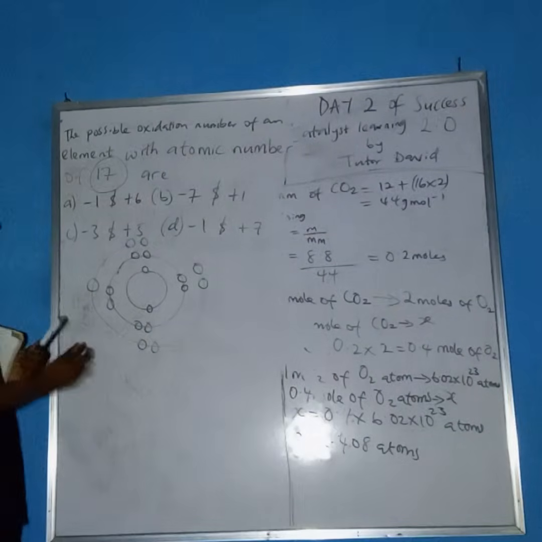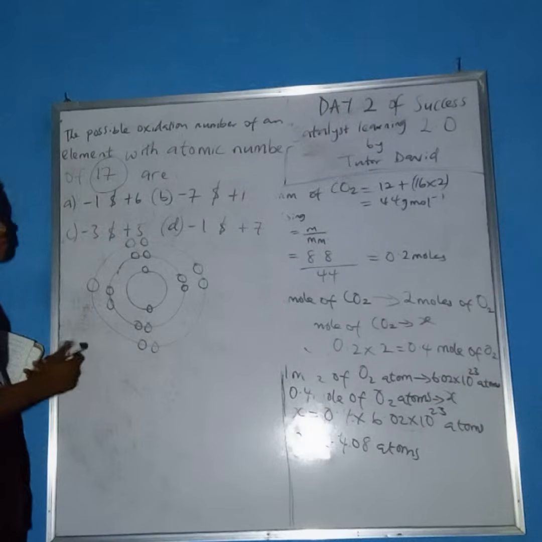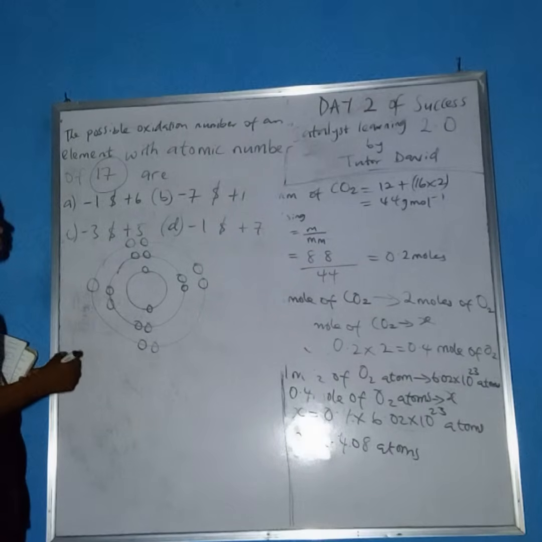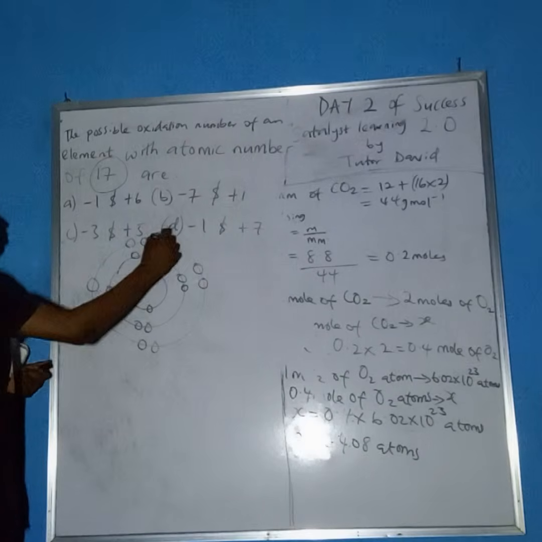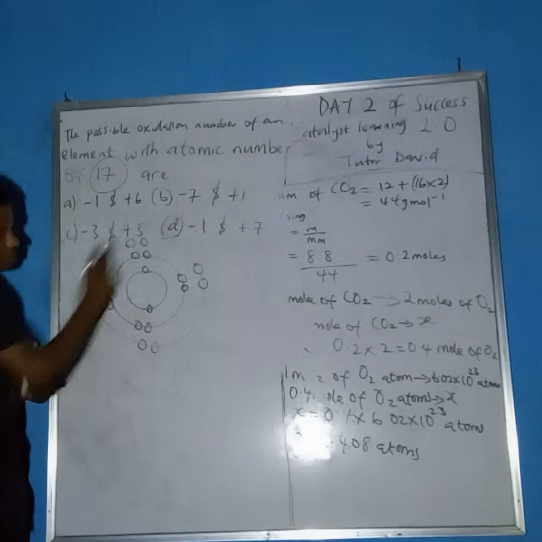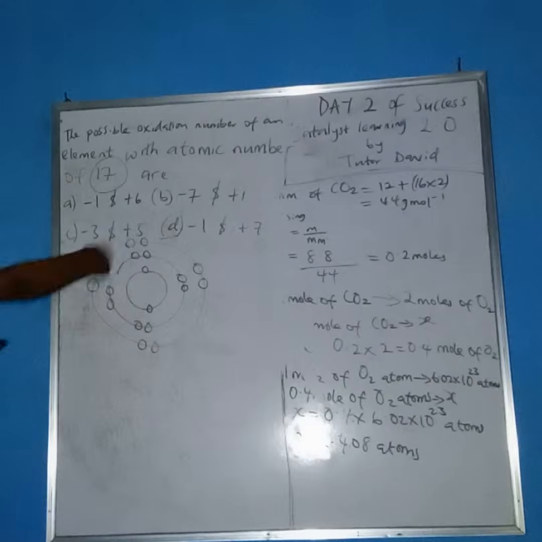So without even being told, we already know that this element is a non-metal, all right? And since it forms -1, it falls under halogens. Halogens usually have an oxidation number of -1. So it is between -1 and +7. So the option is Option D, -1 and +7. That means you can receive 1 and give 7. That is on its outer shell, which we call the valence shell.